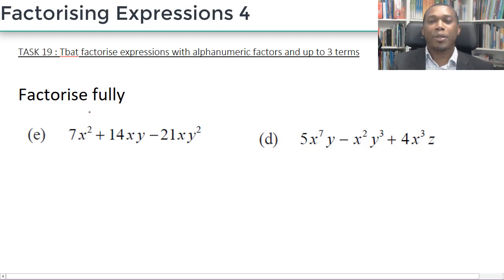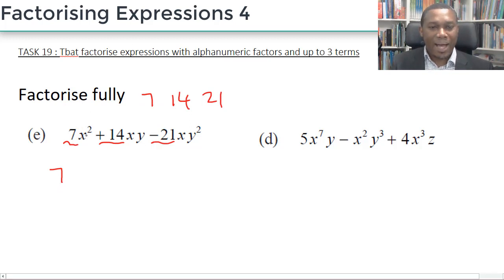We build. How do we build it? First step. What is the first thing you're doing? The numbers. 7, 14, 21. What's the biggest number that goes into 7, 14, and 21? They're all in the 7 times table. So 7 is the highest common factor for the numbers.